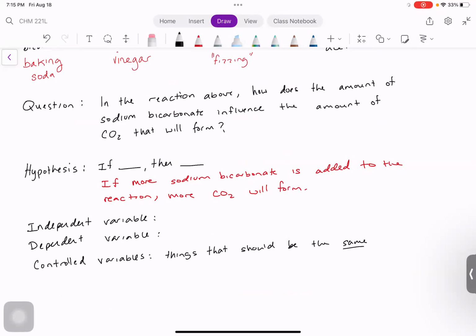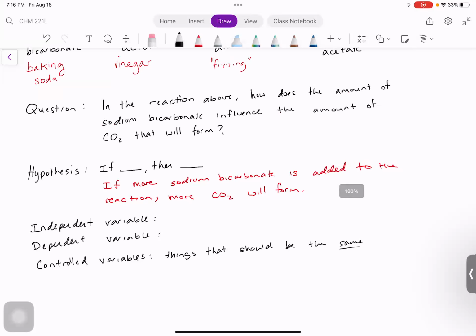So your independent variable is the thing you change. Your dependent variable is the thing that changes as a result of you changing the independent variable. And the controlled variables are things that should stay the same. So in your experimental design, you want to make sure that you have your controlled variables identified and maintained the same throughout all of your different experiments. So things like temperature, your amount of acetic acid that you're going to use, maybe the size of the flask, the duration of the reaction. There's a lot of different controlled variables. So just make sure you're thinking about those as you're going through.